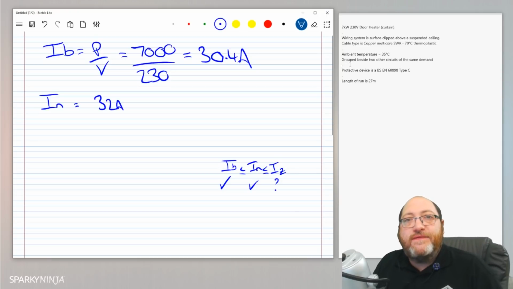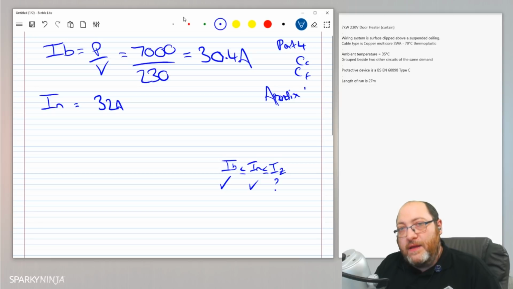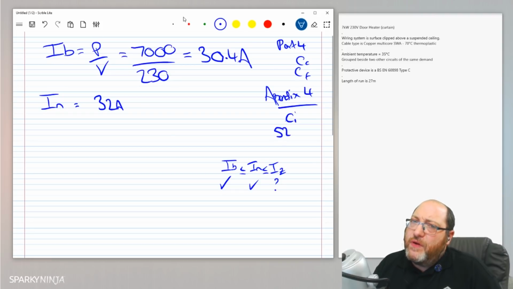Now let's remember the rating factors are mostly in part 4. Some are mentioned in part 4. There's the CC and the CF. In Appendix 4 is where they really live, with the exception of one, which is the CI, which I think is in 523 or somewhere around like that for the insulation.